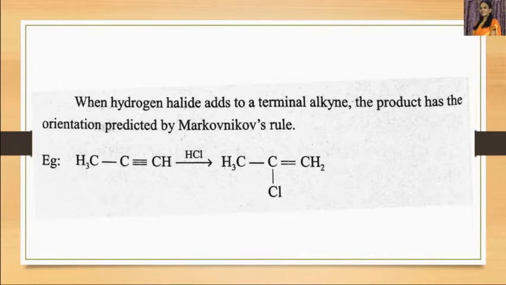So when hydrogen halide adds to terminal alkyne, the product has the orientation predicted by Markovnikov's rule. According to Markovnikov's rule, the positive part of the addendum goes to the carbon with more number of hydrogens, or the negative part of the addendum goes to the carbon with fewer hydrogens. Therefore, here Cl goes to the carbon which has fewer hydrogens between these two, and H goes to the one which has more. Therefore, we will get CH3 CCl double bond CH2. So this is 2-chloropropene, the product obtained here.